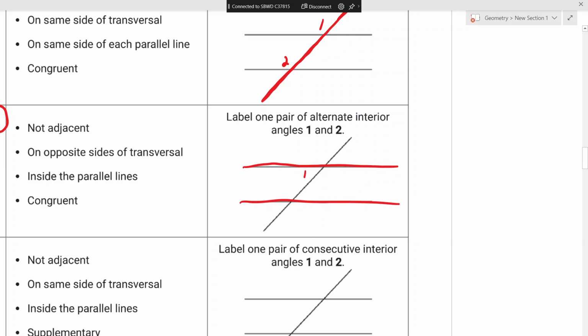Alternate interior, don't write those numbers yet. Alternate interior means that they're on opposite sides. So if this is angle 1, this is angle 2. They're inside the parallel lines, but they're on opposite sides of that transversal. Okay? There's another pair of alternate interior angles. That would be these two. If this is angle 1, then this is angle 2. Okay? So inside the lines, on opposite sides of the transversal. Alternate interior.